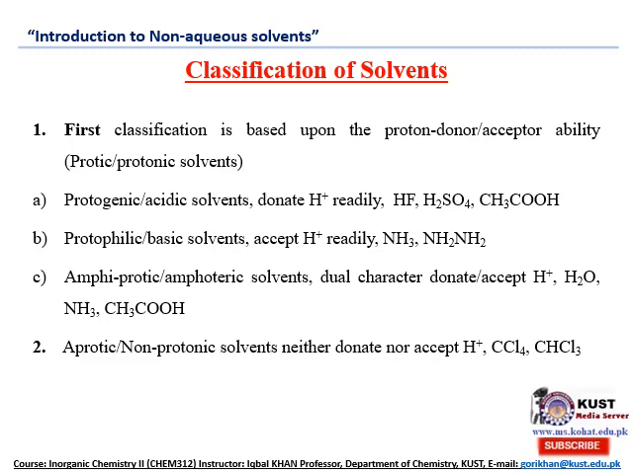Then we have got protophilic or basic solvents. These have got the tendency to accept hydrogen ion readily. So examples are ammonia, hydrazine. Then we have got the third subtype, that is amphiprotic or amphoteric solvents. These have got the dual character. These can accept as well as donate protons. So examples are water, ammonia, acetic acid. Second class is aprotic or non-protonic solvents. These neither donate nor accept hydrogen ions. So examples given are carbon tetrachloride and chloroform.